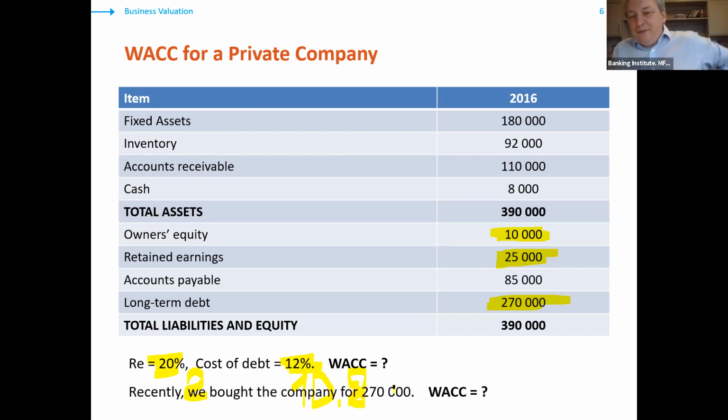But what if now we go in to buy, or we just bought this company, paying 270,000 for the company? That changes everything. If we just bought it for 270,000, that means that now it has 50% of equity because we valued this company at this level, and 50% of debt because it still has 270 of debt. And now our WACC is 50% of 20, that's 10, and 50% of 12, that's 6. So now WACC is not about 13, but about 16%.